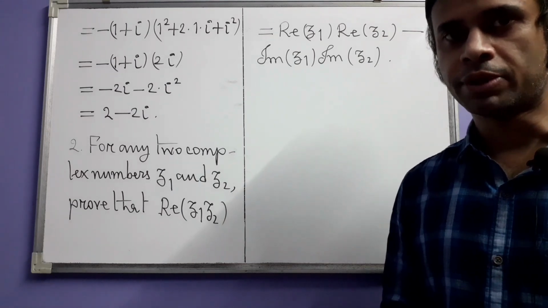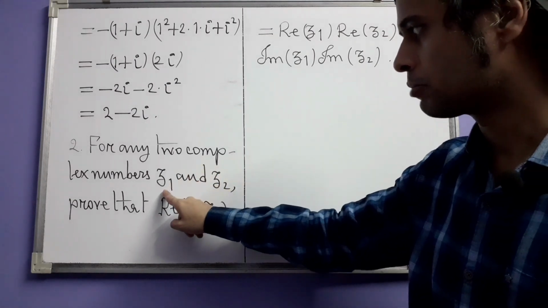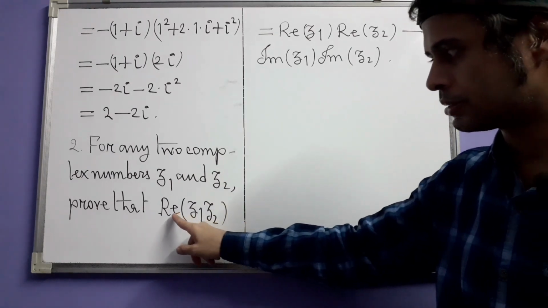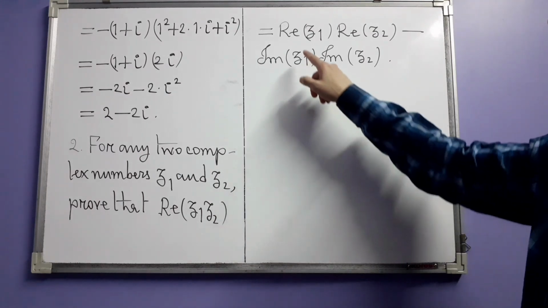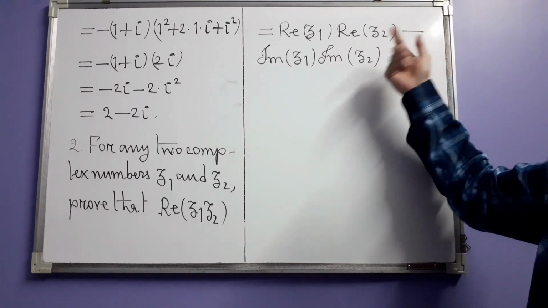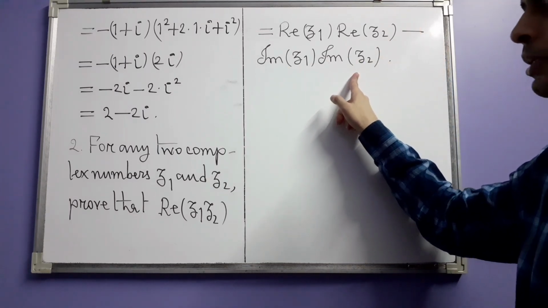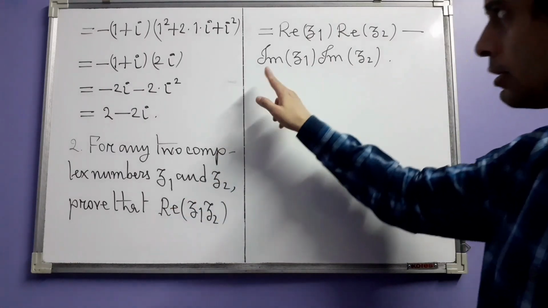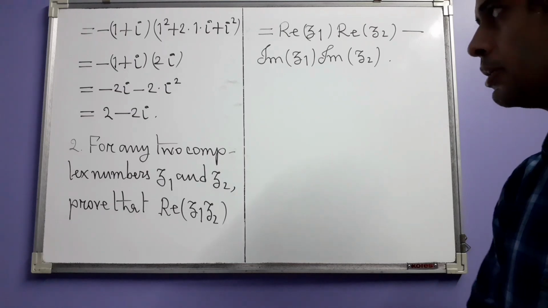The next one, number 2, is general in nature. Here we have any two complex numbers, z1 and z2. We then have to prove that the real part of their product, z1 z2, equals the real part of z1 times real part of z2 minus imaginary part of z1 times imaginary part of z2. It looks complicated at first because of this notation Re, Im, but actually it's very easy. So let's see the solution.